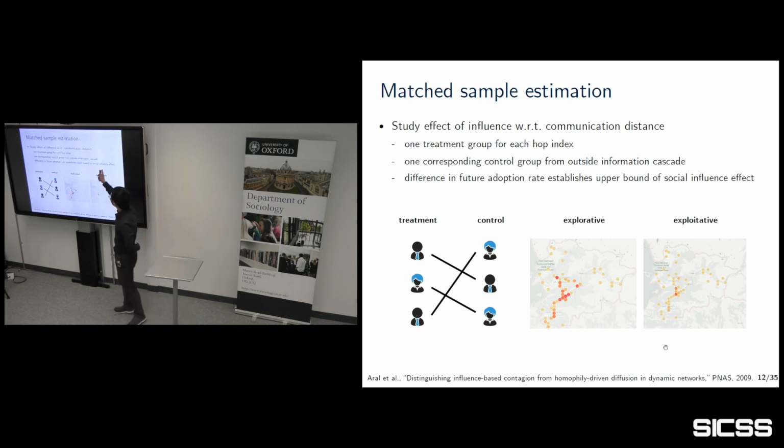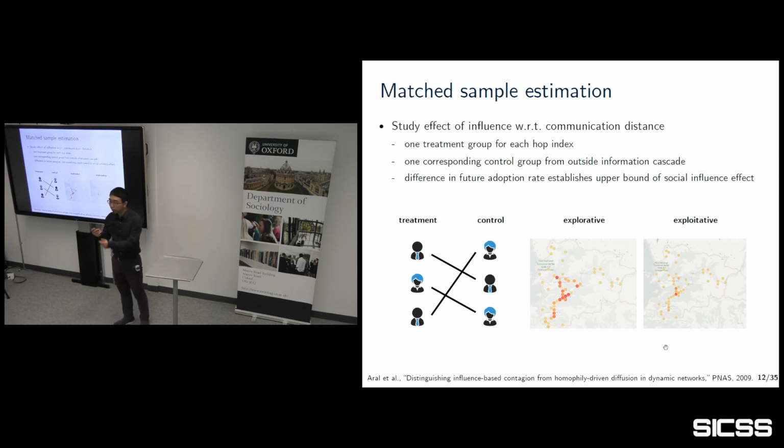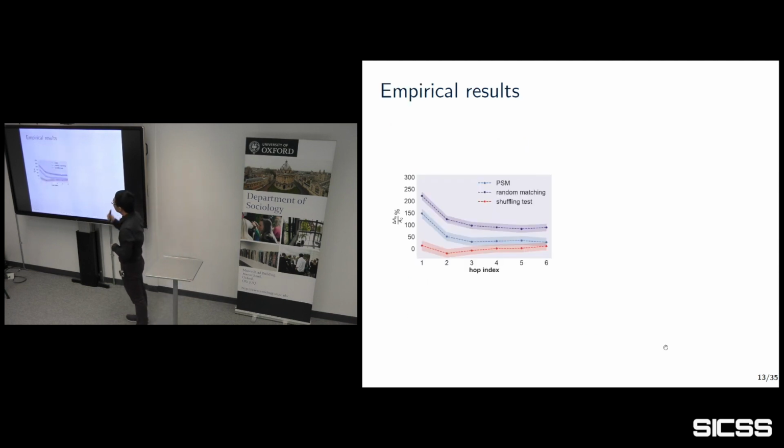So it's an upper bound of social influence, because there are many different unobserved variables that may affect adoption, such as offline TV advertisement or everything that you observe on the street. Here I said that we have one treatment group for each hop index, because we want to understand whether this influence differs for people at different distances from the original attendee, and so we have a treatment effect for each hop, as I just defined.